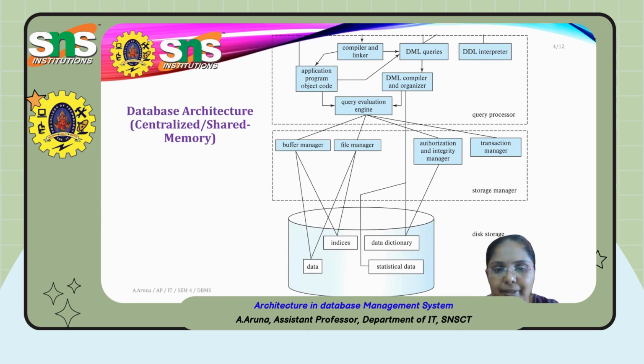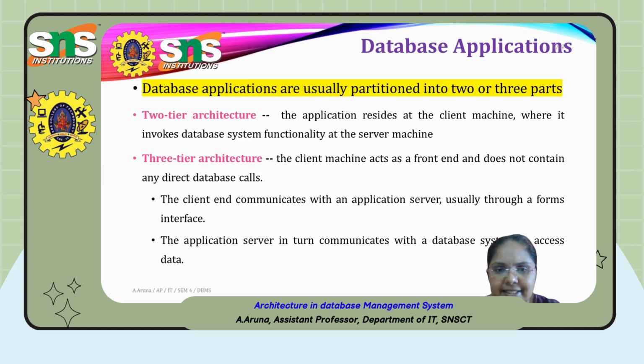This is how the memory can be shared. This is the overall architecture of the database management system. The next thing is, what is the database architecture? It can be divided into two types: either I can go for a 2-tier or a 3-tier.